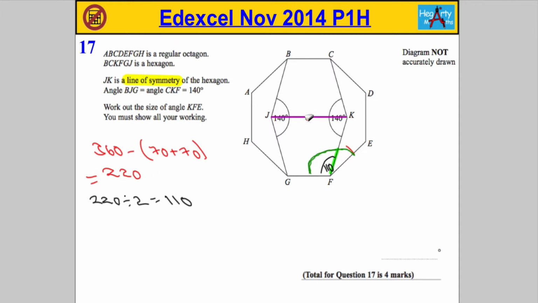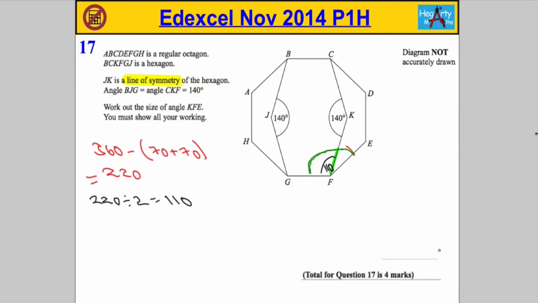What I am interested in is the fact that we're dealing with a regular octagon. Now, the fact that it's regular means that all the sides are the same length, which means that all the angles must be the same size. So I want to work out the total number of degrees in the octagon. And then if I divide that by 8, that will tell me how big each angle is. So how do we find the total number of degrees?